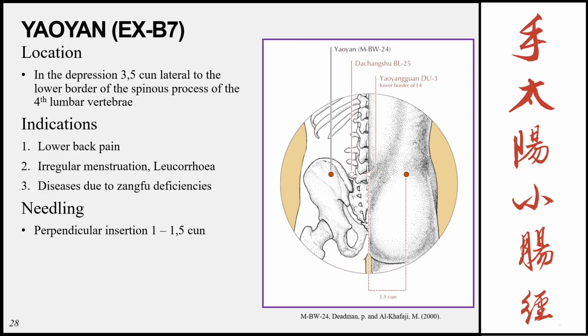The next point is Yaoyan, EXB7. This point is located in the depression, 3.5 tsun lateral to the lower border of the spinous process of the fourth lumbar vertebra. So this is very similar to Yao Yi, except we're going 3.5 tsun now. So we're just slightly lateral to Yao Yi. And this point can also be used for lower back pain, but it can also be used for irregular menstruation, leukorrhea, and diseases due to Zangfu deficiencies. Our insertion is perpendicular, 1 to 1.5 tsun.